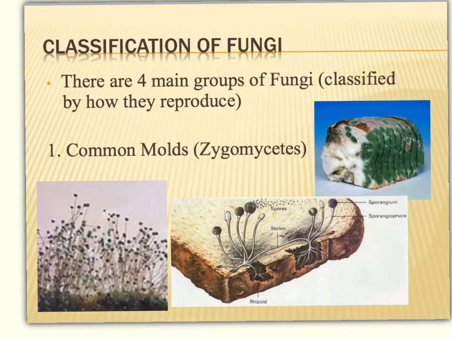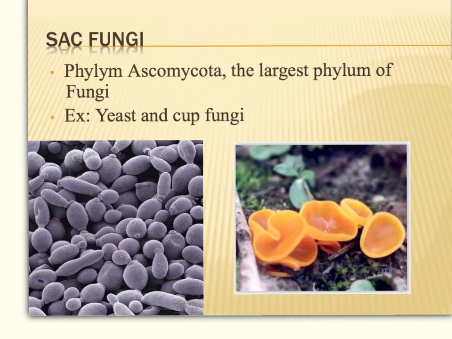We have 4 main groups of fungi classified by how they reproduce. Our bread molds, or zygomycetes, you can kind of see they have these little structures here and they have these spores. That's how they reproduce. Everything that reproduces that way is in this group, common molds. Our sac fungi, or Ascomycota, is the largest phylum of fungus, and our yeast are in here as well as our cup fungi.